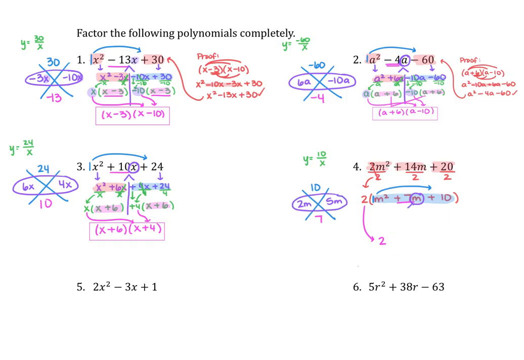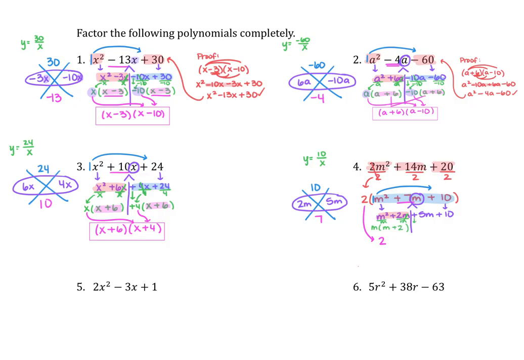And I'm going to split that b term to be positive 2m and positive 5m. Bring down my m squared, bring down my positive 10. I'm going to split this. I'm going to look for a GCF of just the first 2 terms. They both have an m in common, so I'm going to divide them both by m. That would leave me an m plus 2.